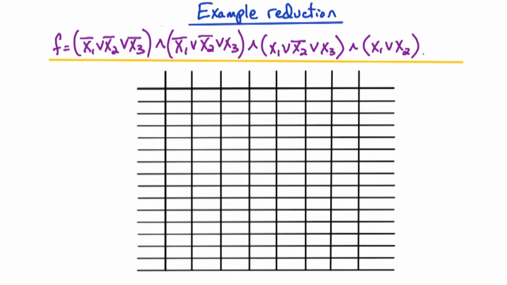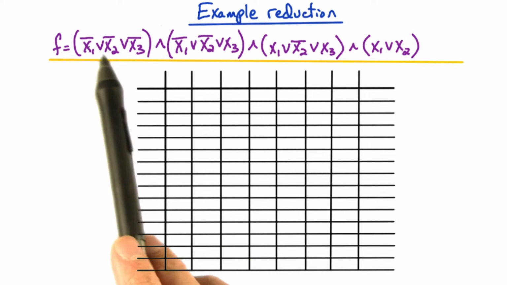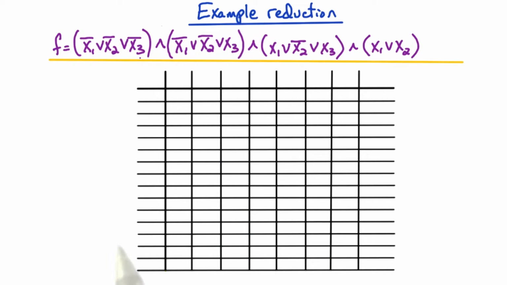To illustrate the reduction, it'll be useful to have a running example, and we can fill in the numbers as we go along. So let's consider this input formula to the 3-SAT problem. It consists of 3 variables and 4 clauses.